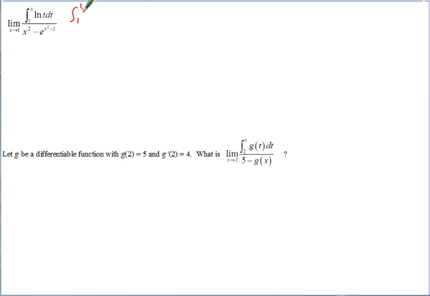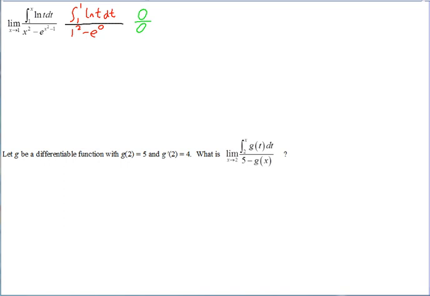That'll be the integral from 1 to 1 of the natural log of t dt over 1 squared minus e to the 1 minus 1, which is 0. But notice any definite integral, if the lower and upper limits are the same, is just going to be 0, over 1 minus 1, 0. So we do get the indeterminate form, so we can apply L'Hopital's rule.